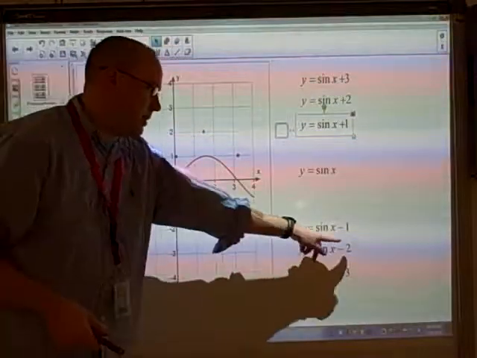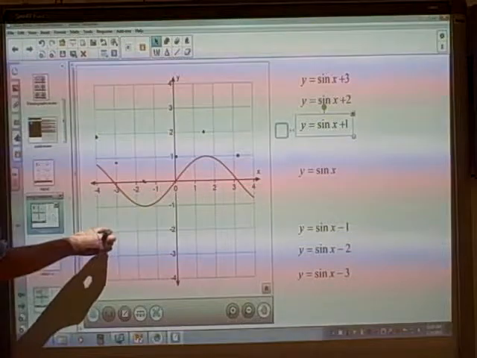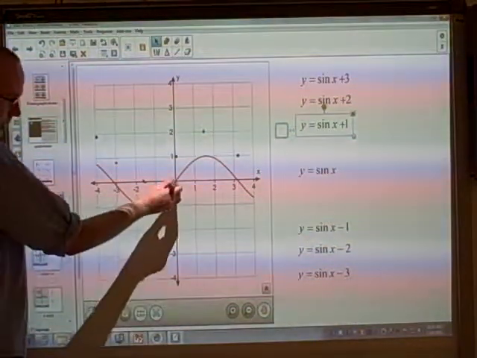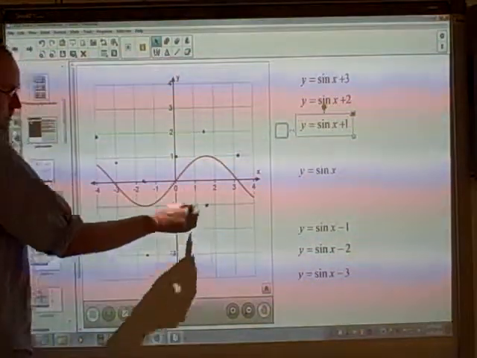You can do the same thing if it's sine x minus 2. Take key values and then subtract 2 from them. So 1, 2. Now this is at negative 1, so negative 2, negative 3, 0. This is 1, so that would be negative 1.